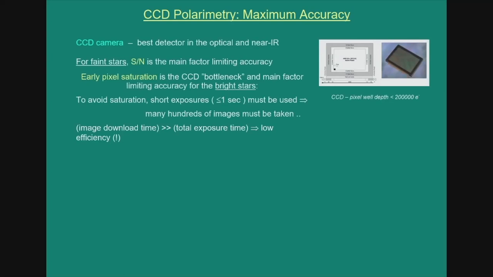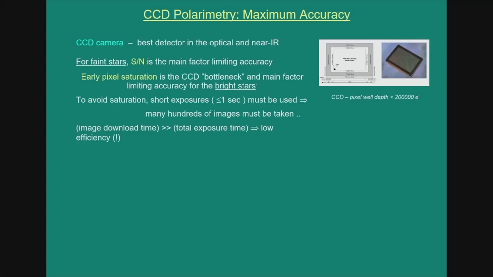The CCD camera is, of course, the best detector for the optical and near-infrared wavelength range. And for a faint star, the signal to noise is indeed the main factor which limits accuracy in CCD polarimetry. However, it's not true for bright stars. For bright stars, you have a problem with early pixel saturation, which is actually a CCD bottleneck.